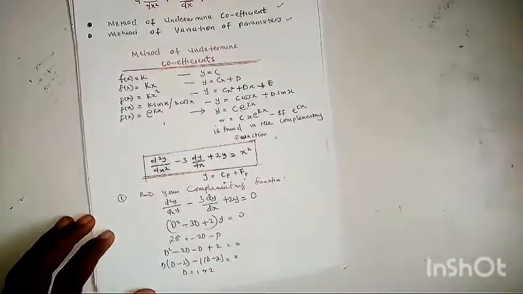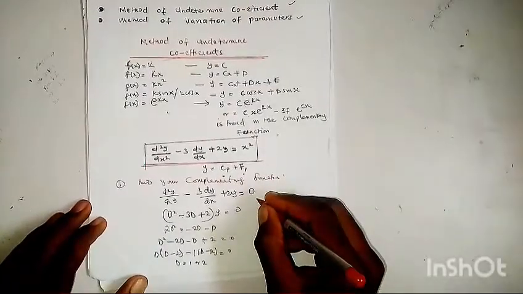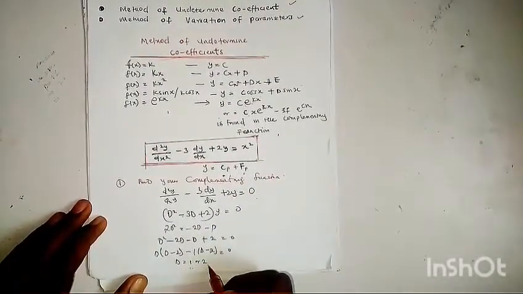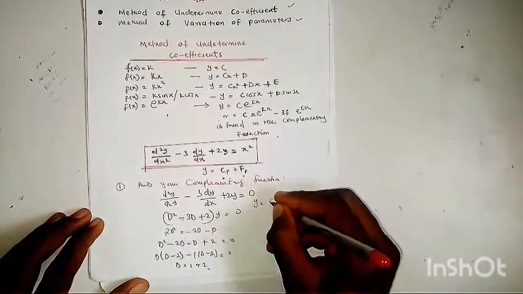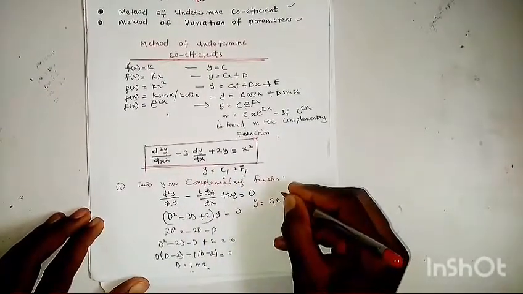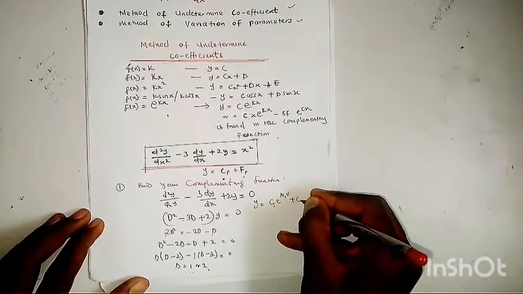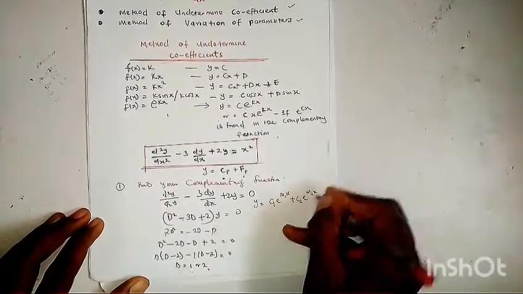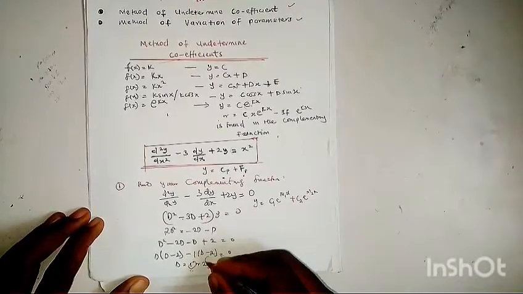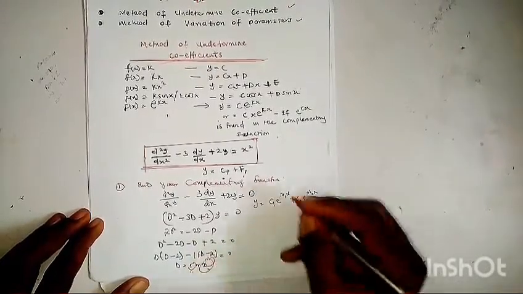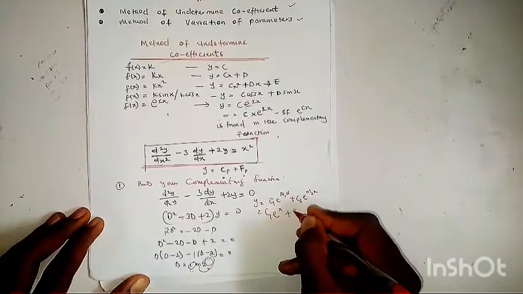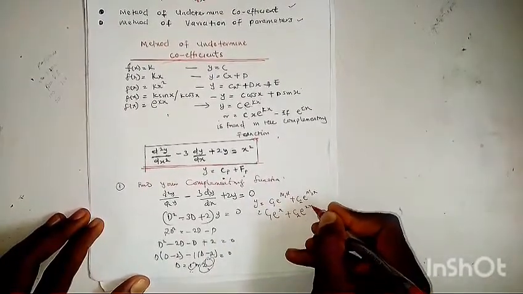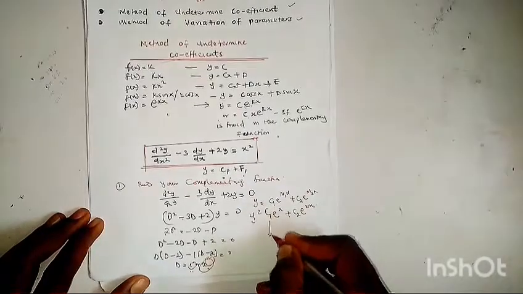Then I can say my complementary function is based on these being real and different roots, right? For real and different roots, the solution will be equal to c1 e to the m1x plus c2 e to the m2x, where m1 is equal to 1 and m2 is equal to 2. So we have c1 e to the x plus c2 e to the 2x. So this is my complementary function.